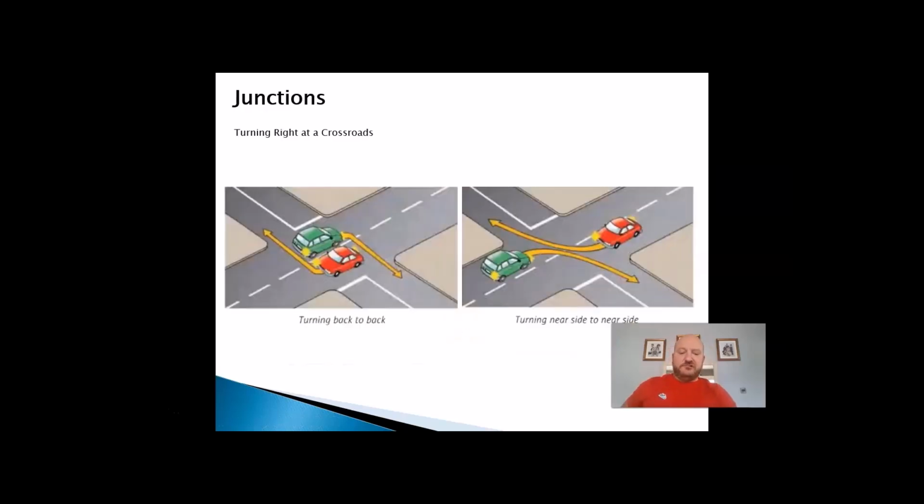Turning right at crossroads. Now, both are acceptable. You can cross nose to nose, or you can go back to back. So this one here, they're going behind each other, which is a good and safe practice. But it's also acceptable to turn near side to near side or nose to nose. See, that car's turning here, and this car is turning here.